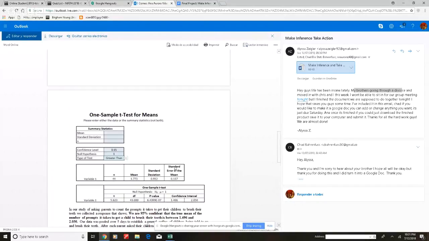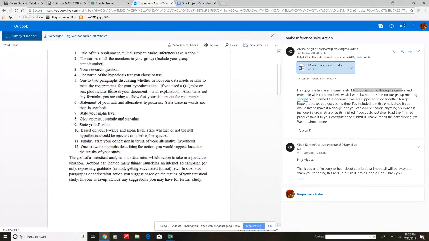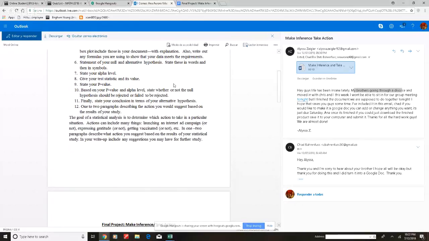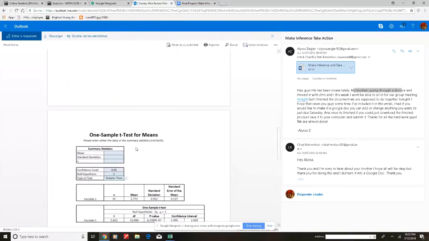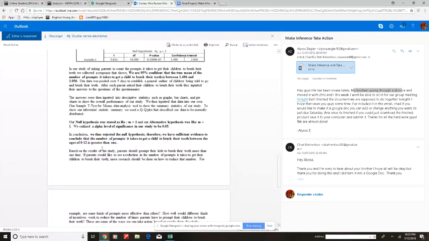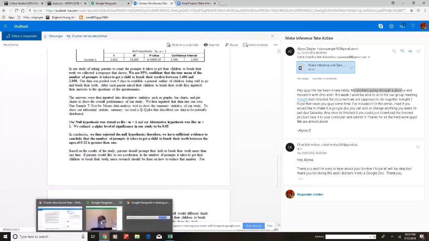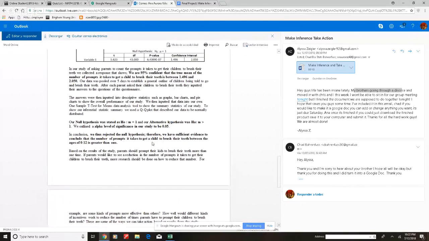So that will count as number 5? Yes. Okay. There should be an alternative hypothesis. They also state that you write out any formulas you're using to show that your data meets the requirements. So, looking at this, let's see here. Any formulas. I remember doing that.